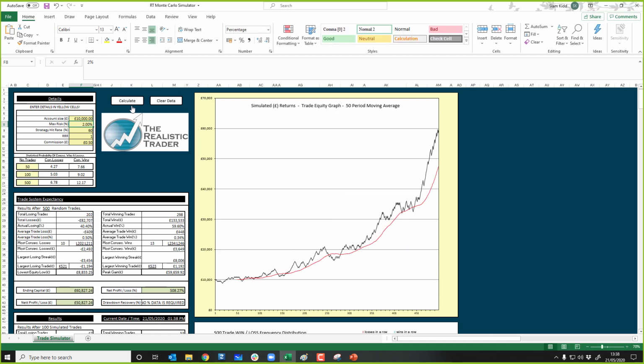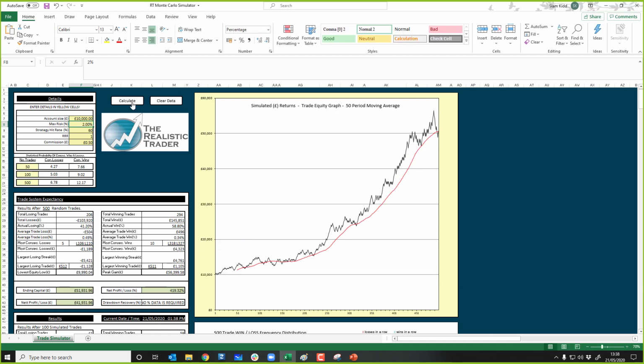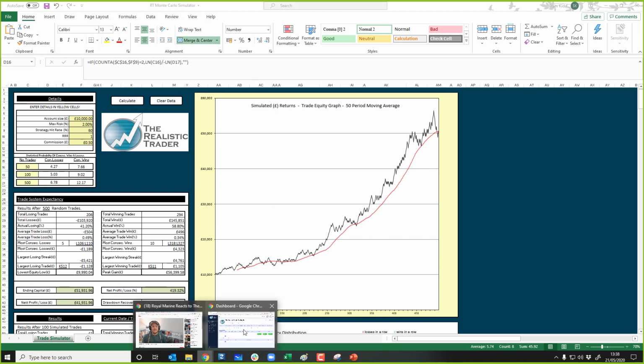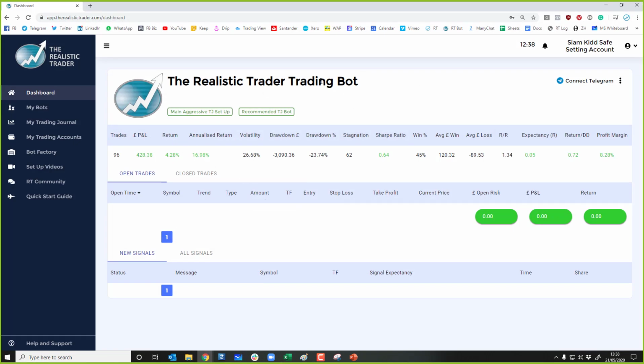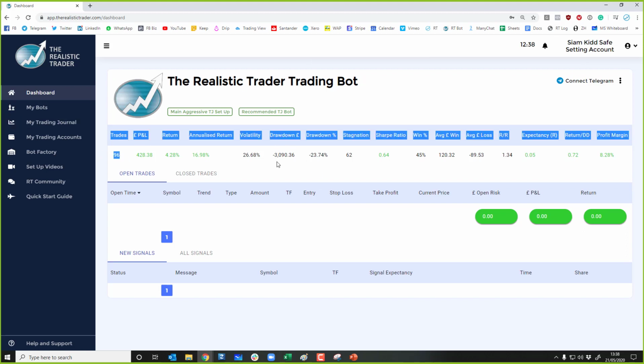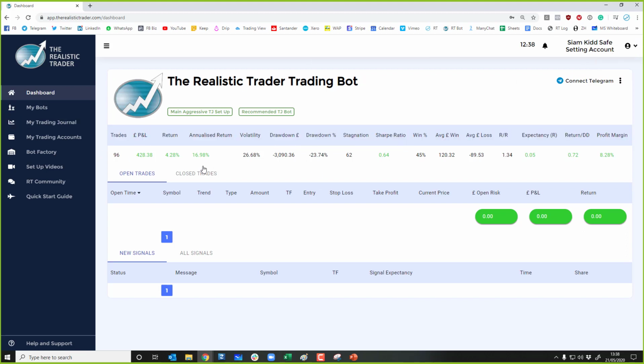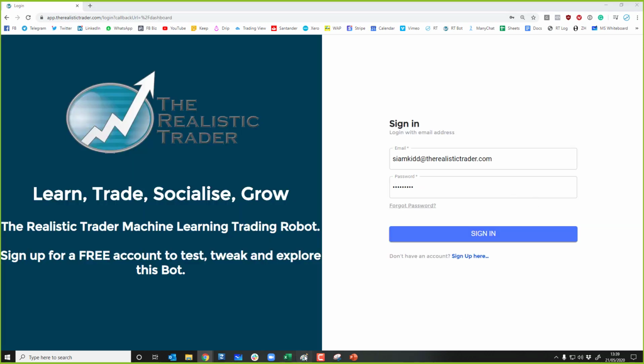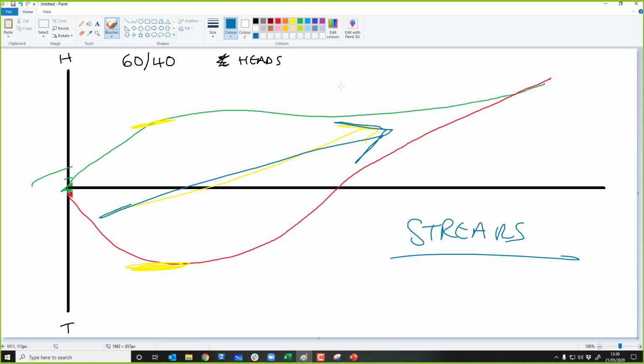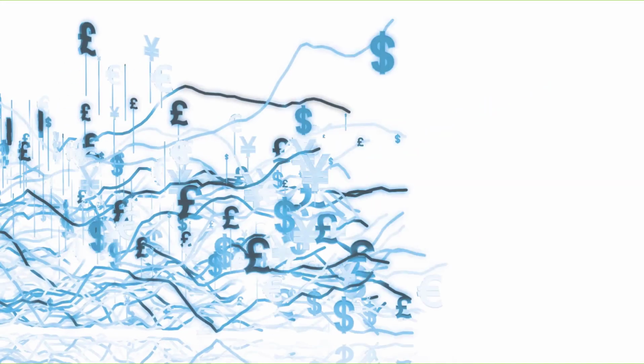So hopefully losing streaks are very, very important. This is what I mean when it comes to the bot. Ignore this, I'm testing lots of different things on this one, but some people may be in negative profit at the moment. All I'm going to say is just remember this: the variance, expectancy, and also win rates, etc. So that's it for now, and I'll chat with you soon.